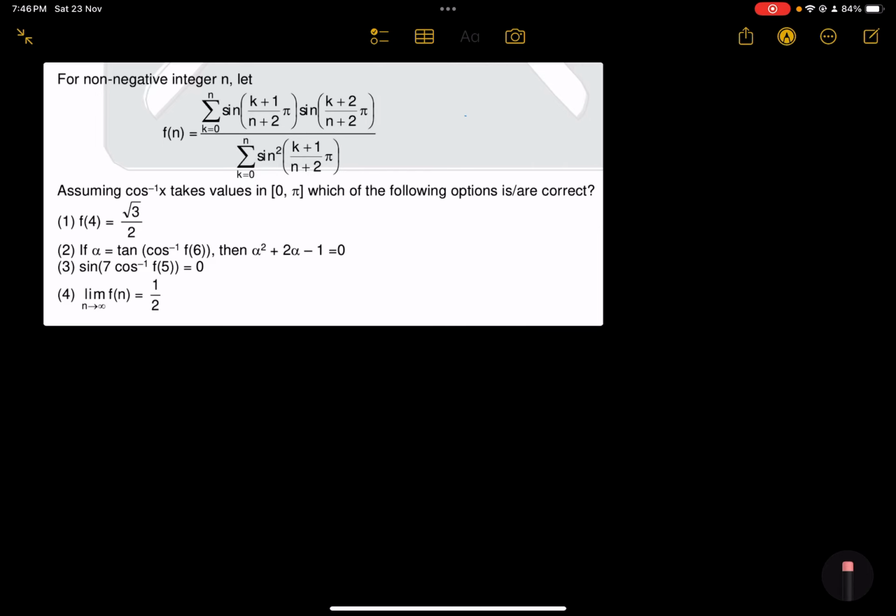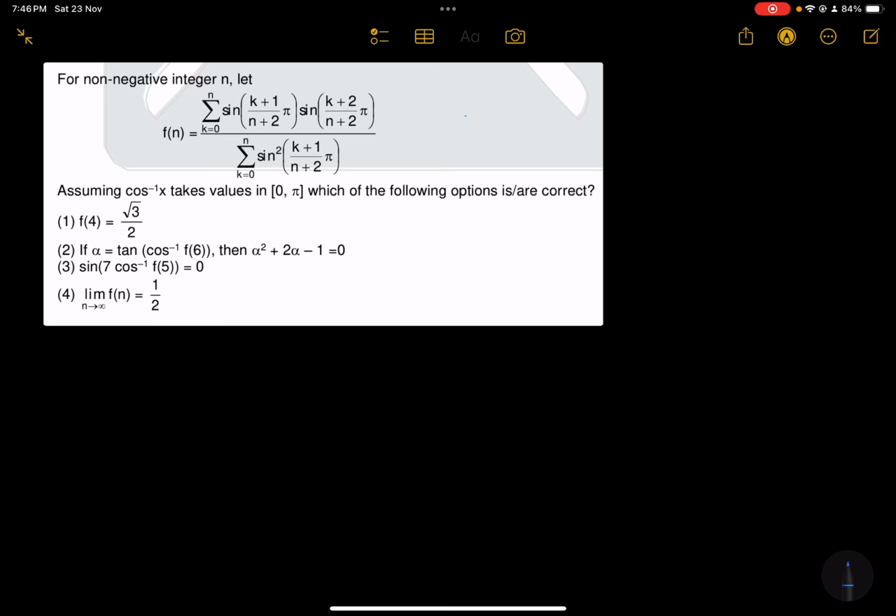Hi, this question appeared in JEE Advanced 2019 in its second paper. It is a multiple choice question, meaning it can have more than one correct answer. The question is from the topic trigonometry.